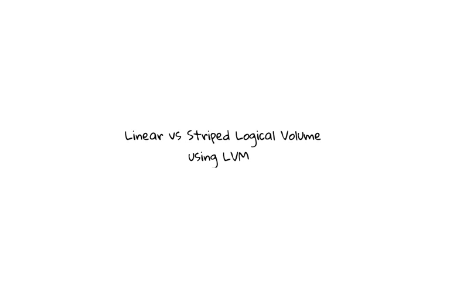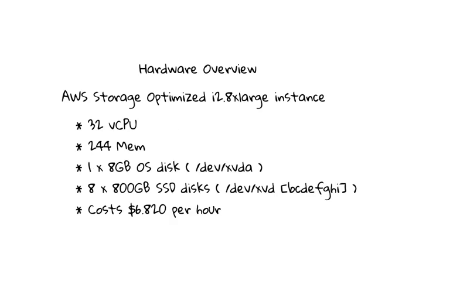As I mentioned a minute ago, we'll be using a machine from Amazon's cloud computing platform called AWS. The machine type is an i2.8xlarge storage optimized instance with 32 cores, 244 gigs of RAM, an 8 GB internal OS disk, and 8 800 GB SSD disks. And we basically rent this machine for about $6.80 an hour.